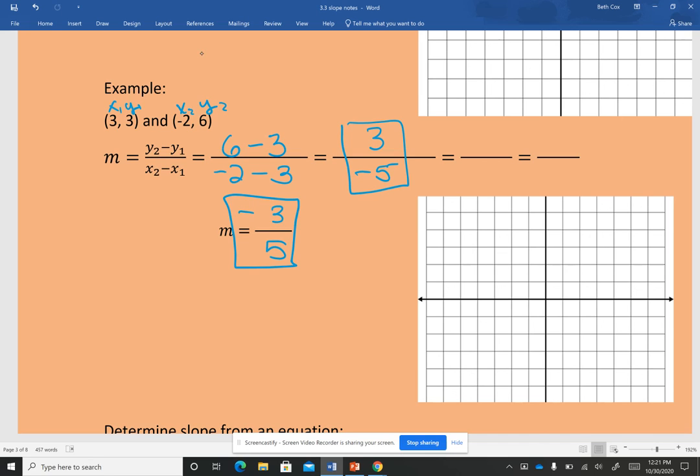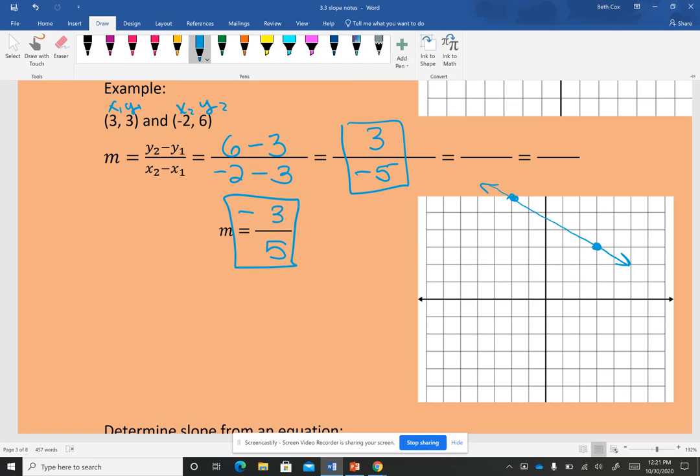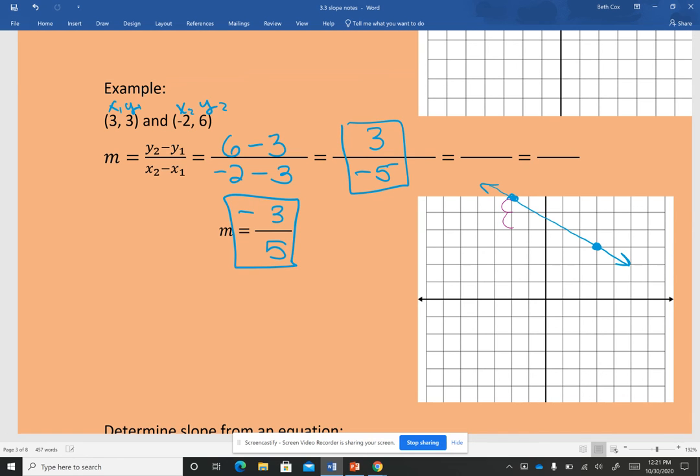So if I graph it, we can confirm that this is right. So there's 3, 3. And then negative 2, 6 is here. And we can see that this is, in fact, a negative slope. We can count it. 1, 2, 3. So that's down 3. And then 1, 2, 3, 4, 5. 5. So there it is. It confirmed. I did it by counting. I did it by subtraction. That's how you calculate the slope between 2 points.